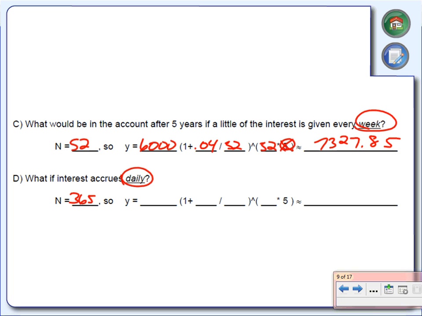D, same thing. Still going to have $6,000. That's how much we're investing. It's still at 4%. The only difference here is our n is no longer 52. Now it's 365. And just like we did earlier, instead of using 5 for 5 years, let's use x so we can put it in our y equals. Let's see what we get. Put that in your calculator. See what you get.